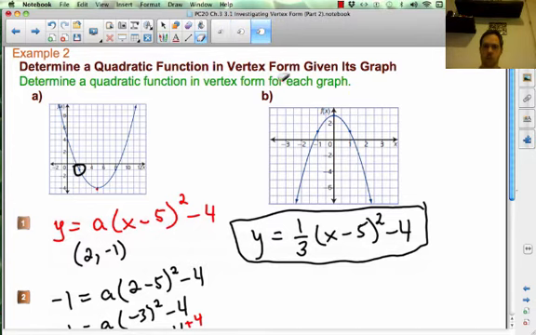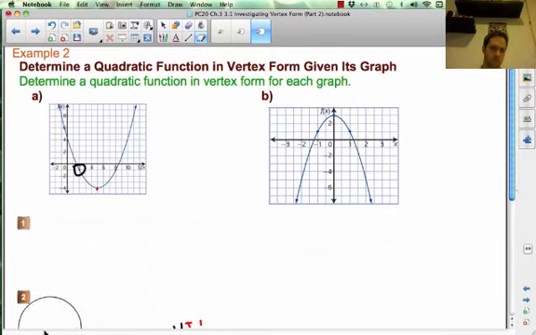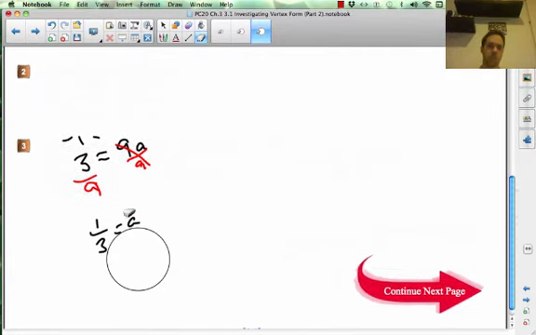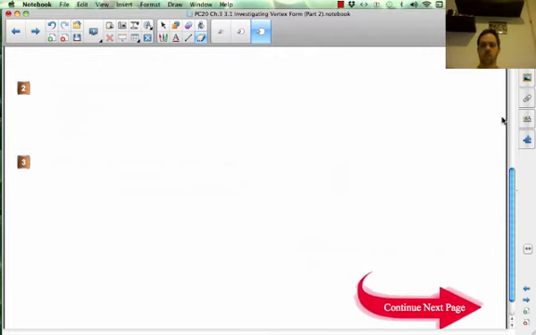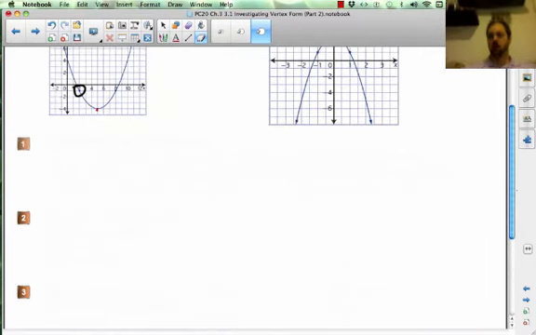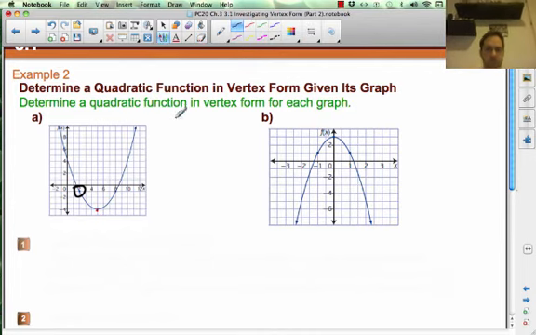Alright, so curve B, we use the exact same strategy. This time we note that curve B opens downward, so this is going to yield a negative value for a. Other than that, we do the exact same thing.